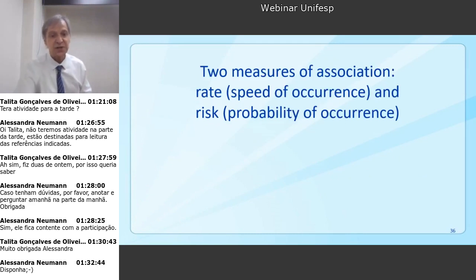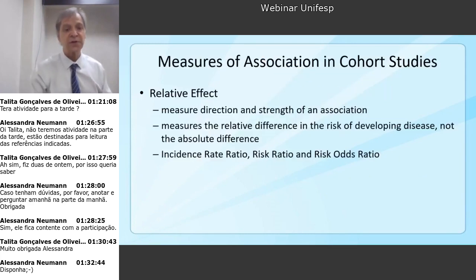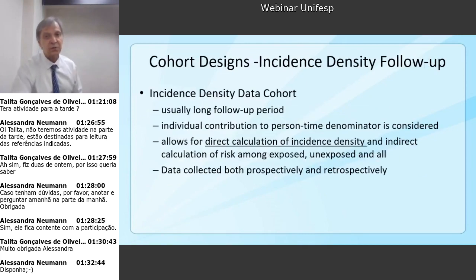To measure association, we use rate and risk. Rate is the speed of occurrence and risk is the probability of occurrence. We went over this. We're trying to estimate the relative measure of effect, the effect of the exposure on the outcome. And these are the risk ratio, rate ratio, and risk odds ratio.